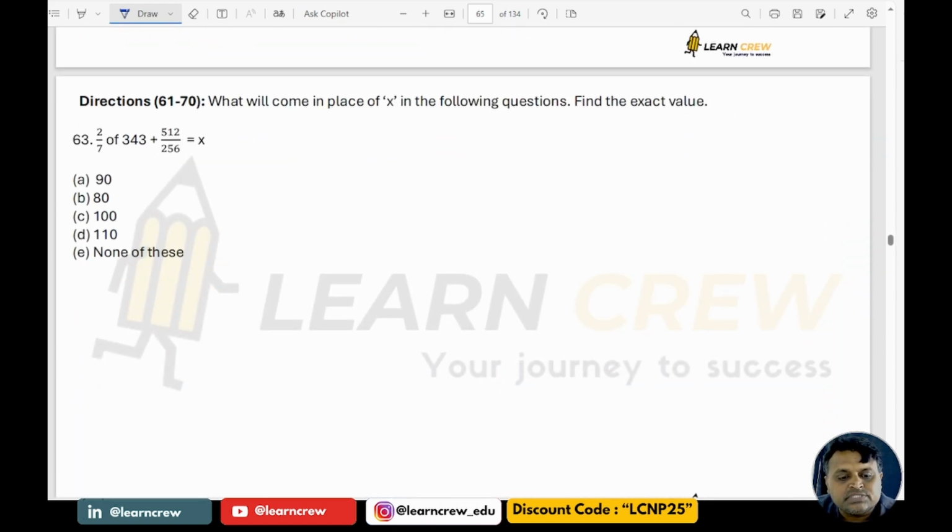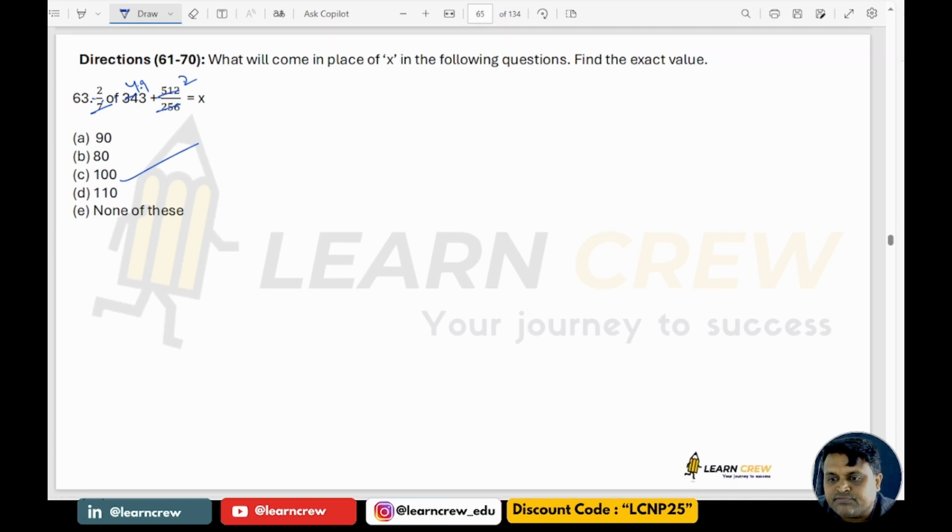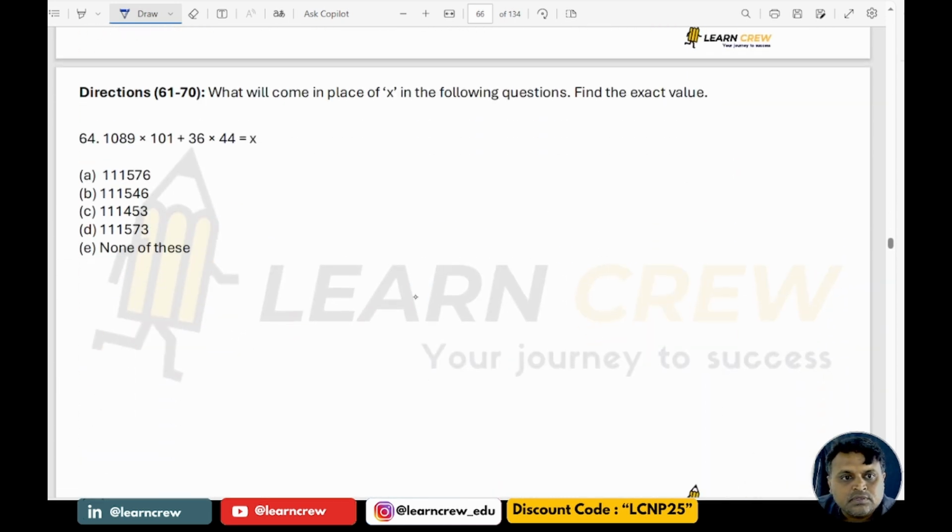Next, question number 63. 749 are 98. 512 by 256 is 2. 98 plus 2, 100. So the answer is 100. Now 64. 1089 into 101 plus 36 into 44.